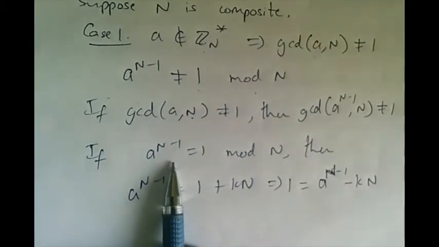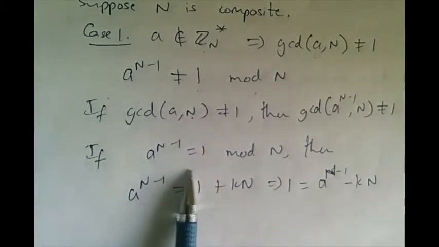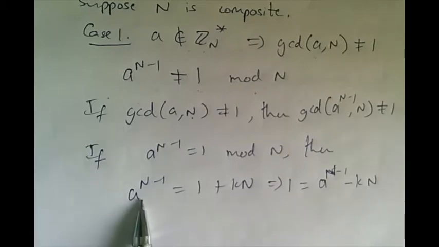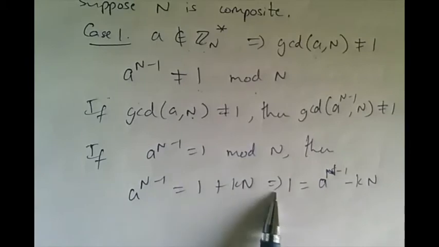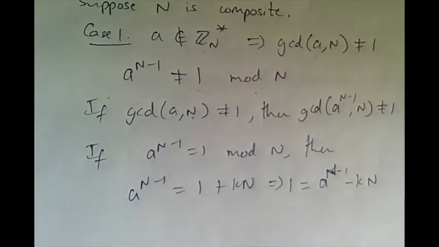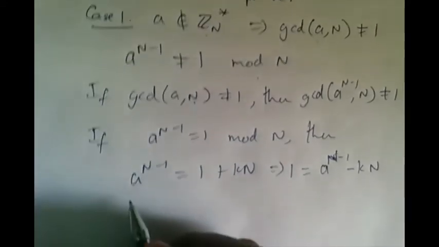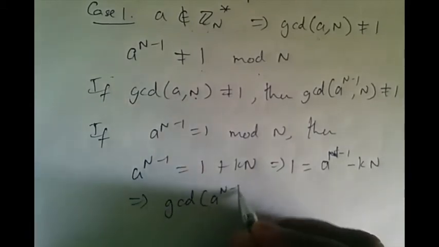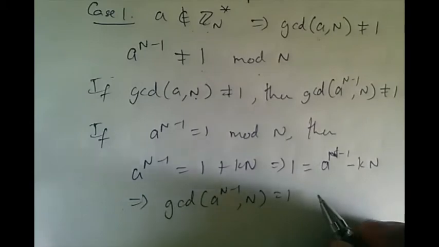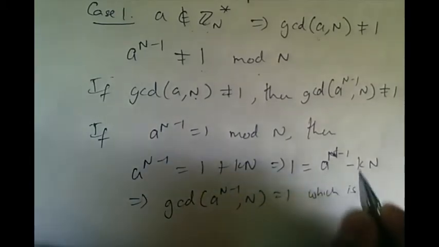So we are arguing by contradiction. If this were not true, that is, if a raised to n minus 1 were in fact equal to 1 mod n, then a raised to n minus 1 is 1 plus some integer multiple of n. That means 1 can be written as an integer linear combination of a raised to n minus 1 and n. And 1 is the smallest positive integer, which implies the GCD of a raised to n minus 1 and n is 1. This is a contradiction, which contradicts this.